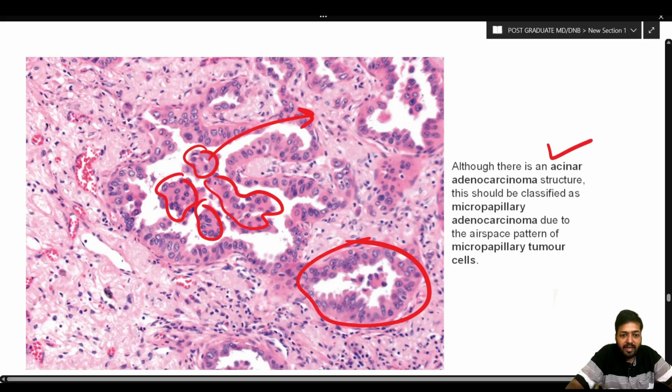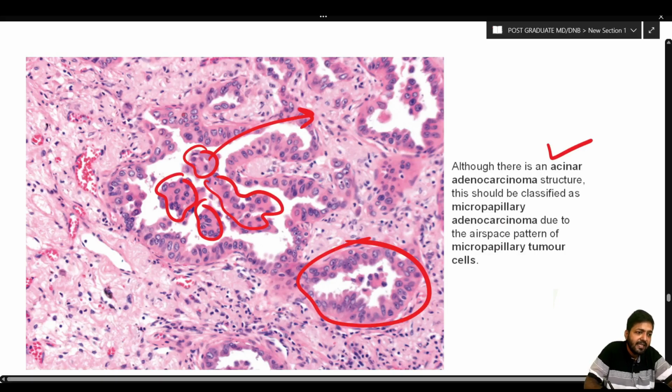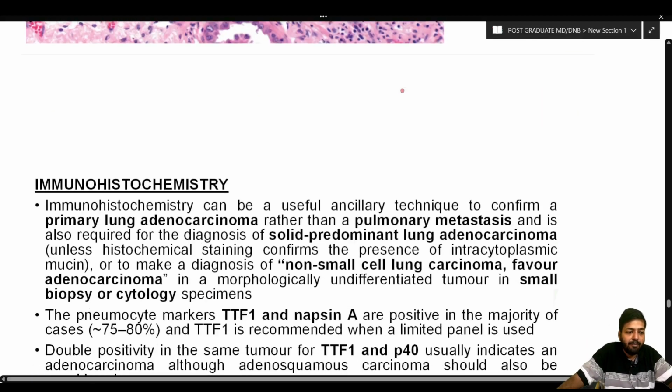So that is why it is very important: even if other patterns are present and along with that micropapillary is there, you should always state the presence of micropapillary and classify them as micropapillary, because they portend a very bad prognosis. Okay, as we can see, this is the acinar pattern over here, and over here a micropapillary pattern is also there within the acinars. So basically this should be classified as micropapillary pattern because it has a bad prognosis.